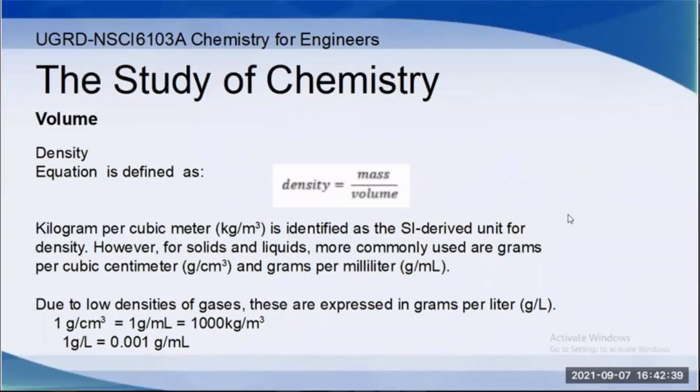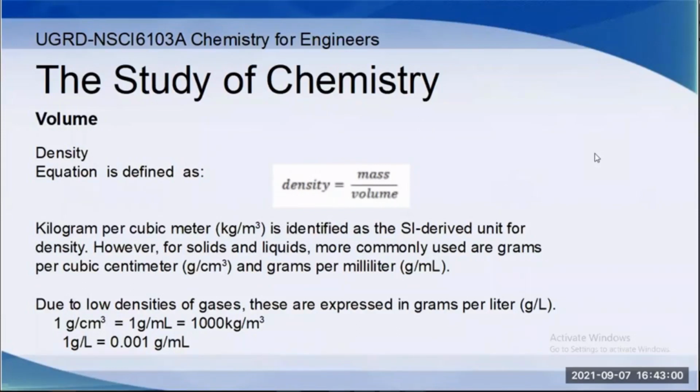Okay, so where did we stop? So we have just proved that solid is the most dense as compared to liquid and gases. And the gas is the least dense among the three.